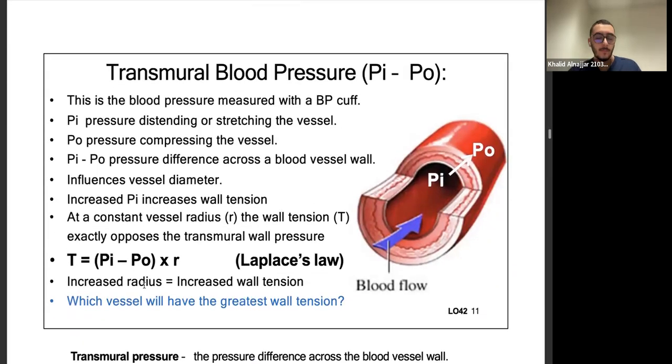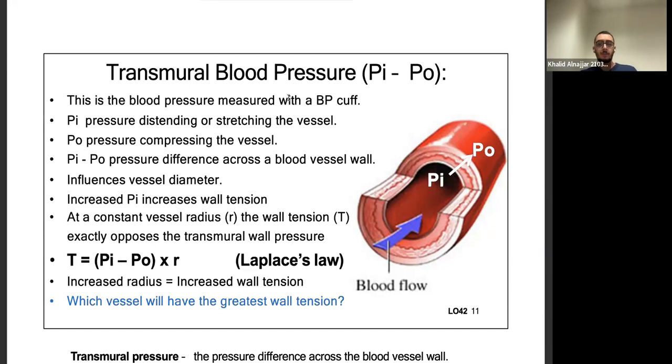Fine. Now I'm done explaining the parameters that affect the hemodynamics, or the blood flow. And by the way, I forgot to mention this: if you have any question, feel free to interrupt me and just ask me immediately. But now onto the next concept, which is the transmural blood pressure.